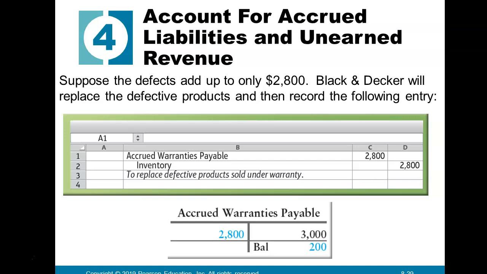Remember, we're not going to be dealing with cash. When you're dealing with warranties, a lot of times they have to provide a service or replace the product. In this case, no cash is in this entry. We're reducing the asset because they actually said that we are going to replace products that are defective. And by doing so, they're reducing their inventory. And at the same time, they're reducing the obligation to honor the warranty.